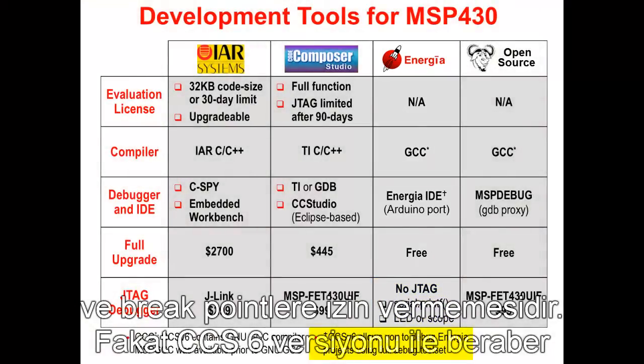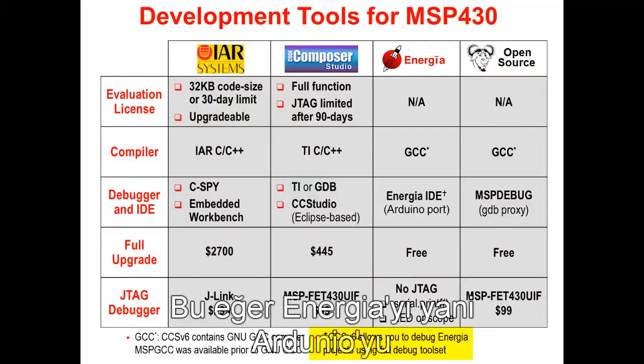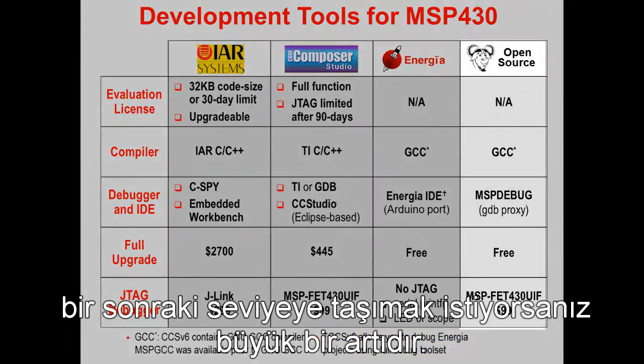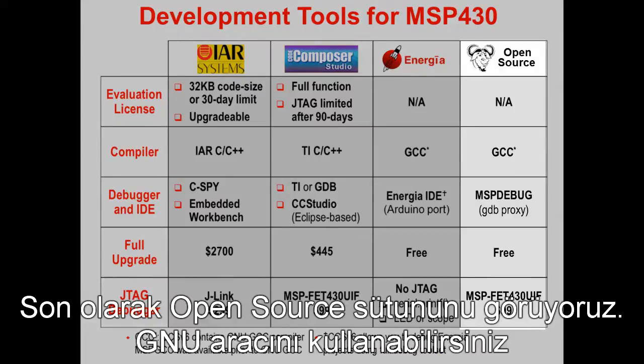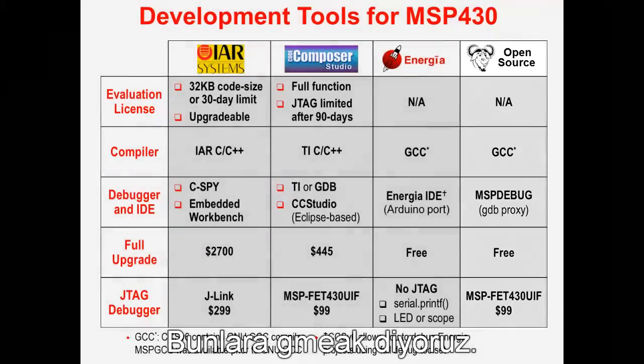But starting with CCS version 6, we now solve that problem by letting you import and debug Energia sketches. That's a big plus if you want to take Energia, that is Arduino, to the next level. Finally, we show the open source column. You can use the GNU tools as well as msp430 debug from the command line or call them from gmake.